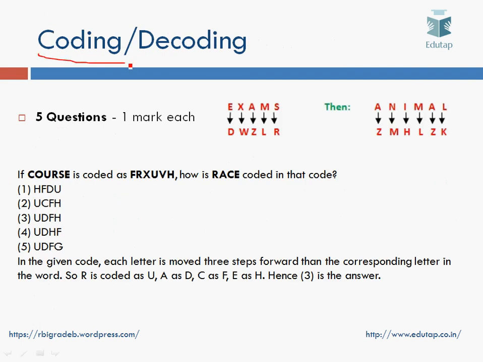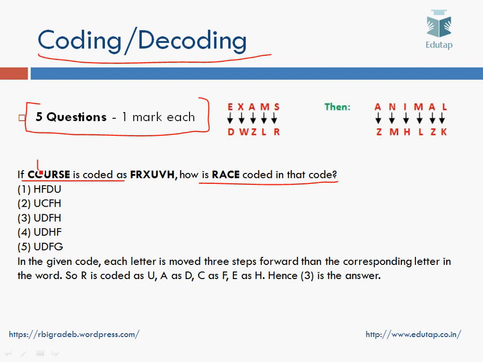Another topic is coding decoding. On this topic again there were 5 questions in 2016 of 1 mark each. So an example of such kind of a question can be: if course is coded as FRXUVH, how is race coded in that code?